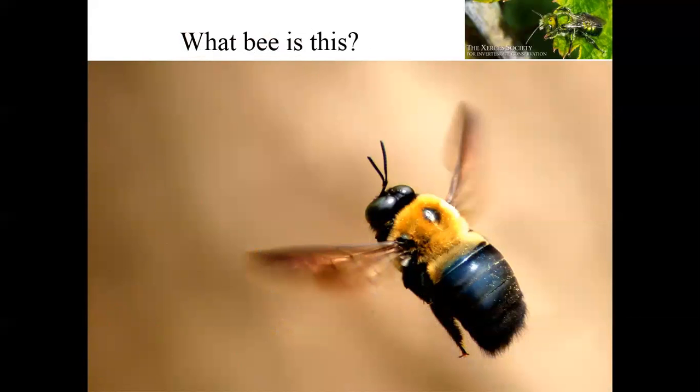So what bee is this? Take a look. We're seeing a hairy thorax, but a not so hairy abdomen. We can see the yellow coloring. We can see that the eyes don't quite meet at the top. We have long antennae. So looking at this, what bee would we think this is?